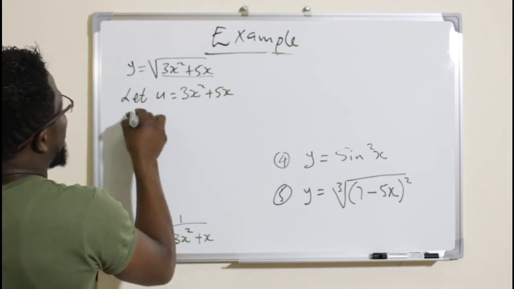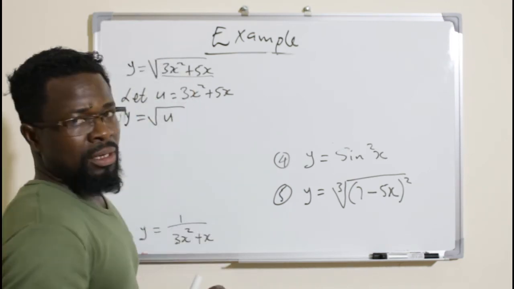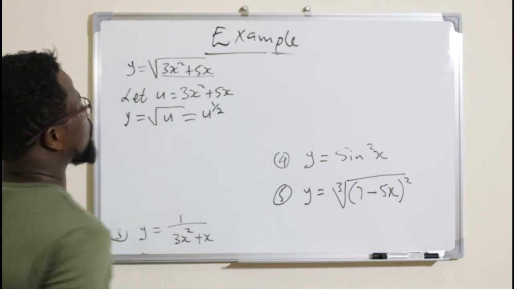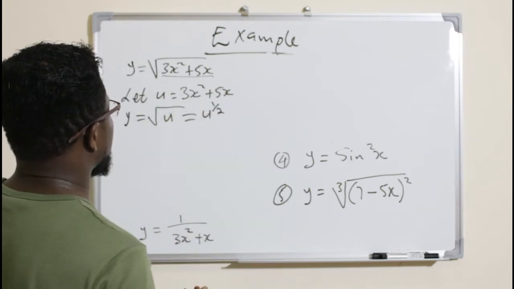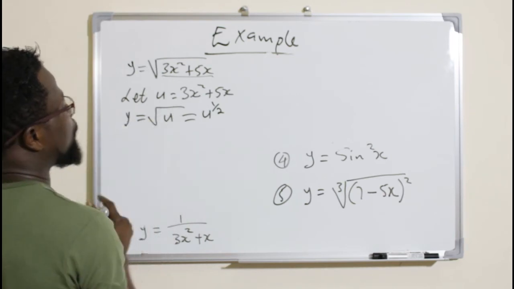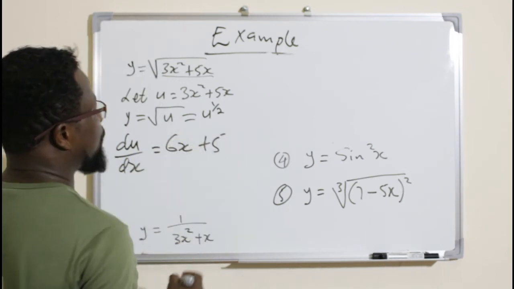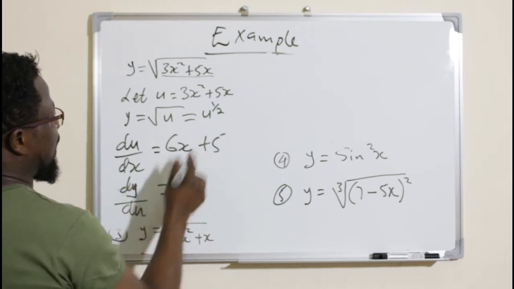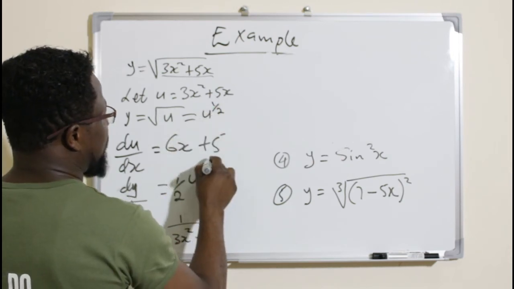So that my y can simply be the square root of u. And square root in mathematics can simply be what? 1 over 2. So this is u exponent 1 over 2. And now I need to find the derivative of each of those functions. This is a function of u in terms of x, and this is a function of y in terms of u. So I'm going to find du/dx, and that is going to give me 6x plus 5. And I have dy/du, that is also going to give me 1 over 2u, and then remember, this will become exponent negative 1 over 2.